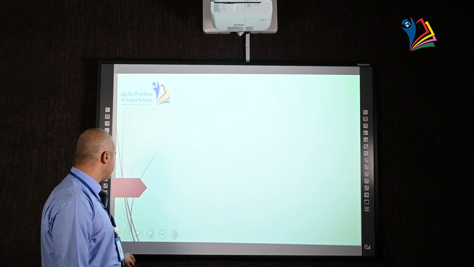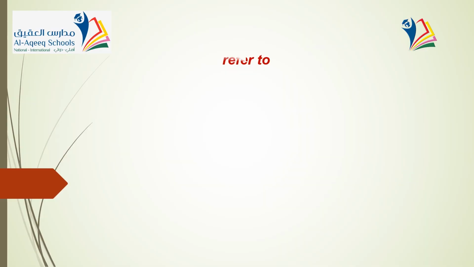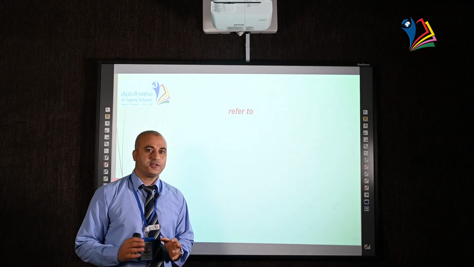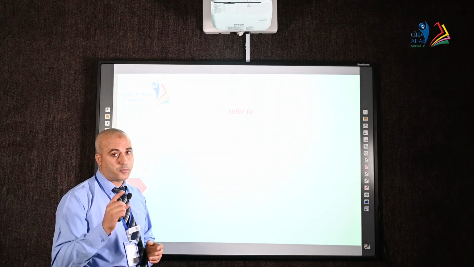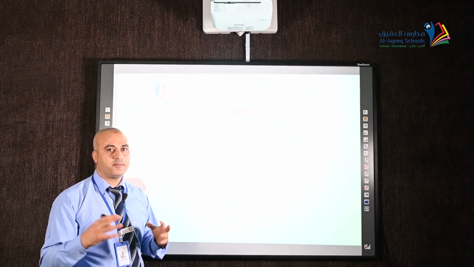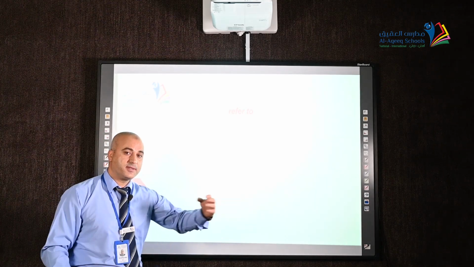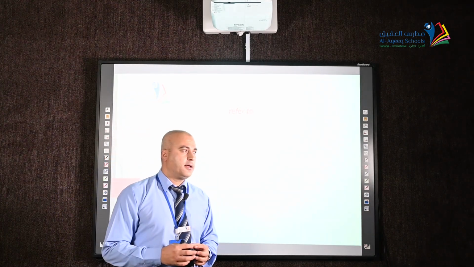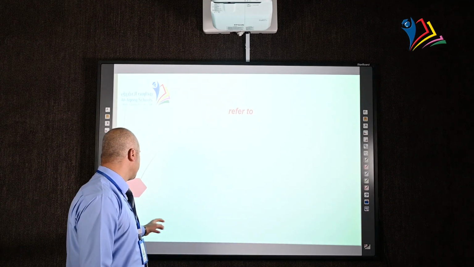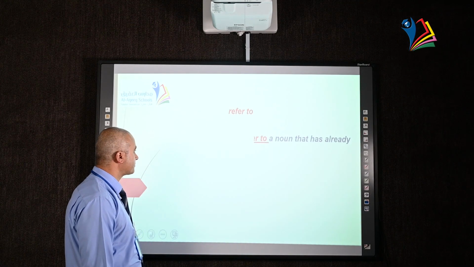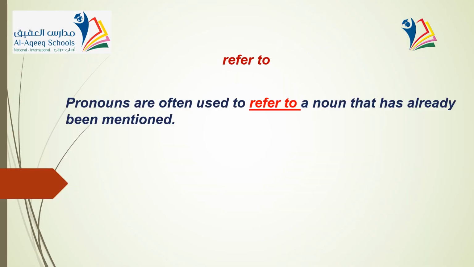The next verb today is refer to. Refer means mention or pass a matter to. When I say I refer to page number 32, sometimes refer can be used with the meaning of pass a matter to. For example, the issue was referred back to the executive committee. Here is another example of refer: pronouns are often used to refer to a noun that has already been mentioned.